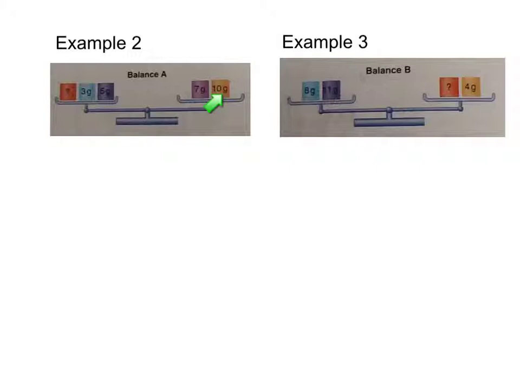If I was to represent this as an equation, I would use that red question mark box as my unknown. So that's my x, or my variable, because I don't know what it is. So x added to 3 added to 5 equals 7 added to 10. Because we know that both sides of the scale have to be balanced.